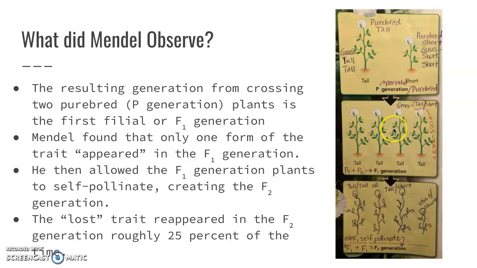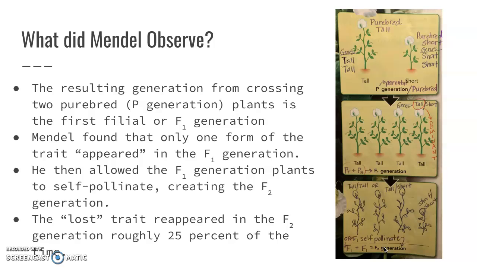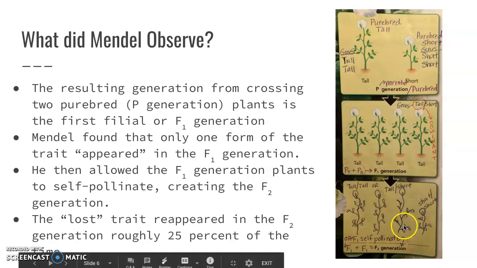And then he let these plants in the F1 generation self-pollinate. Now he also could have crossed them because at the end of the day they have the exact same gene. So whether they self-pollinate or cross-pollinate, you're going to end up with the same result. And that produced the F2 generation. And the surprise he found when he was doing this research was that in the F2 generation, that short gene, which seemed to disappear in the F1 generation, comes back. And it comes back roughly 25% of the time.